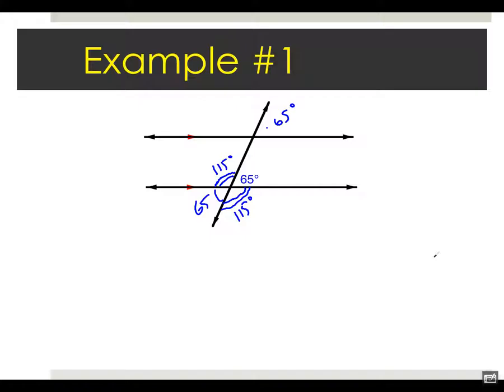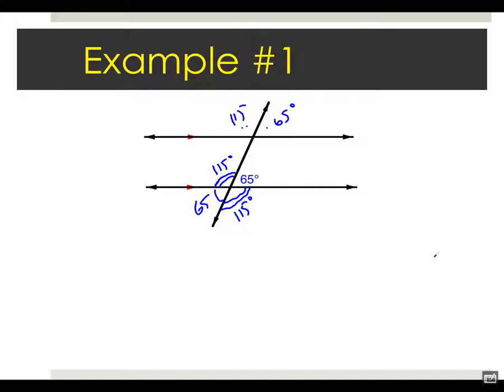Alternate exterior to this 65. Why else is that 65 degrees? What kind of exterior? CEA, yes, consecutive exterior. Good. How big is this angle? 115.